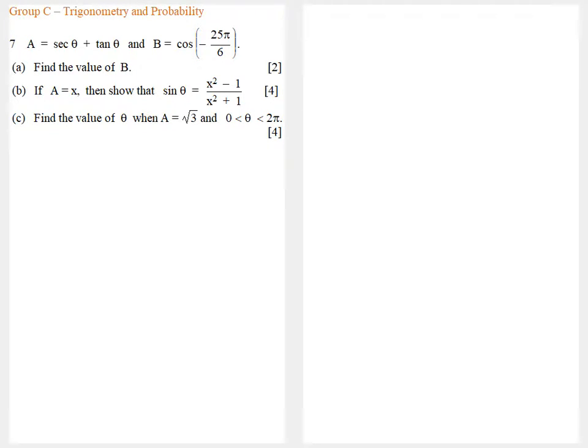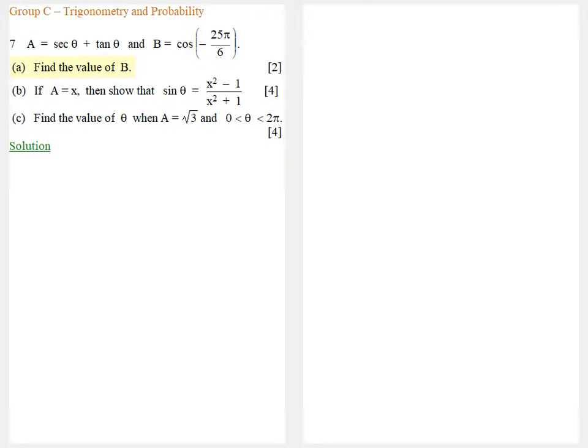Comilla, Higher Maths 2017, question number 7. In question 7 we're given A is equal to sec theta plus tan theta and B is equal to cos of minus 25 pi over 6. And in part A we want to find the value of B.